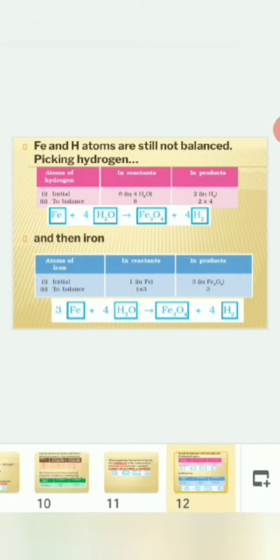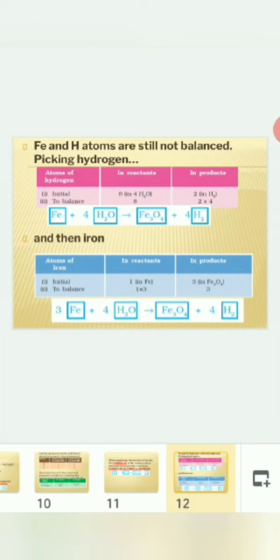Fe and H atoms are still not balanced, so picking hydrogen. Initially, on the reactant side, hydrogen in water is 4 and in the product it is 2. To balance, you need 4 on the reactant side, so you have to multiply the water by 4. Now you will get Fe plus 4H2O gives Fe3O4 plus 4H2.